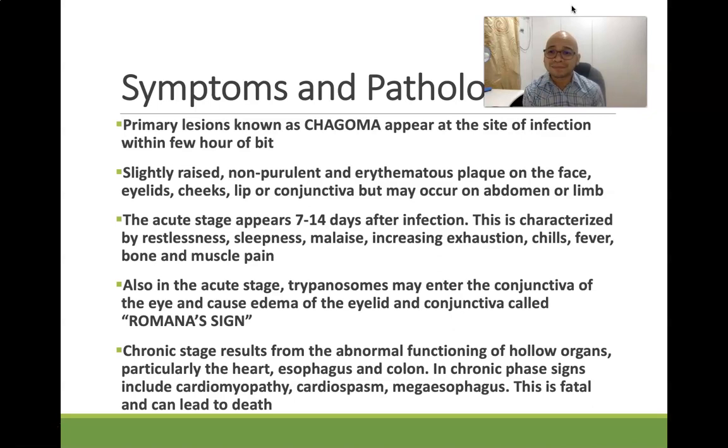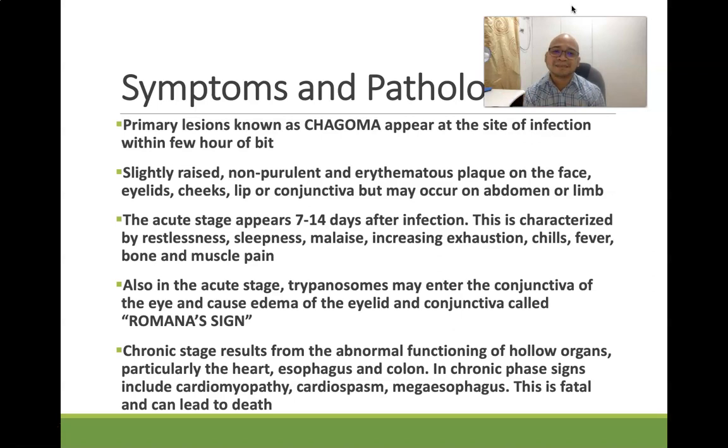So, the acute stage appears 7 to 14 days after infection. This is characterized by restlessness. And then, hindi ka na makatulog. That's why it is also called the African sleeping sickness. Okay? Malaise, increasing exhaustion, chills, fever, bone, and muscle pain. Also, in the acute stage, trypanosomes may enter the conjunctiva of the eye and cause edema of the eyelid and conjunctiva called Romana sign. So, yung Romana sign, namamaga yung eyelid because of the edema.